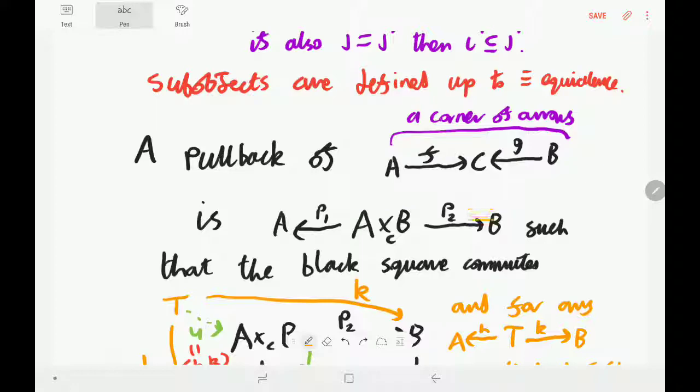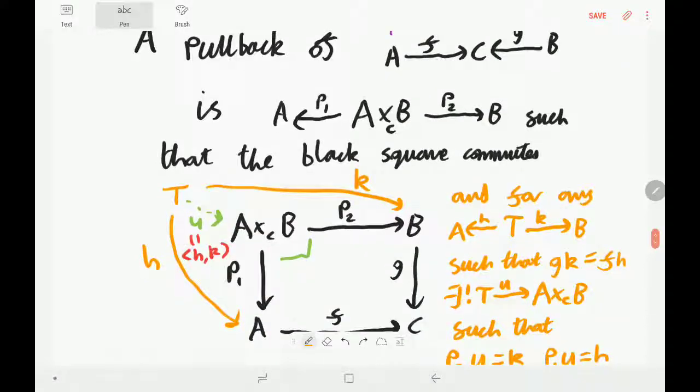Now, a pullback of that consists of an object that we might call A times over C B, with projections P1 to A and P2 to B. And it has to be a pullback. Firstly, it has to make this black square commute. So we have to have F after P1 is G after P2.